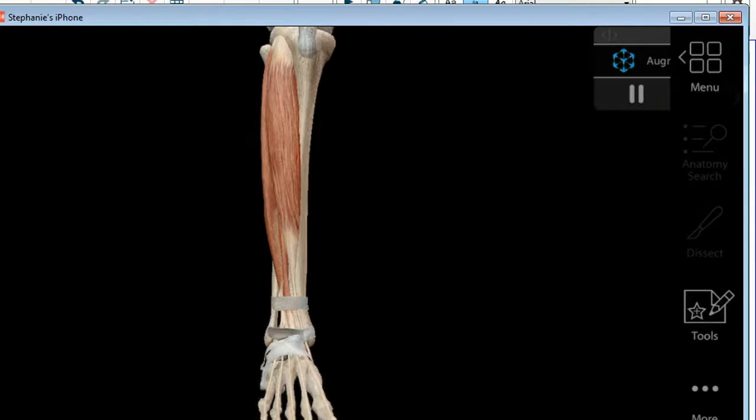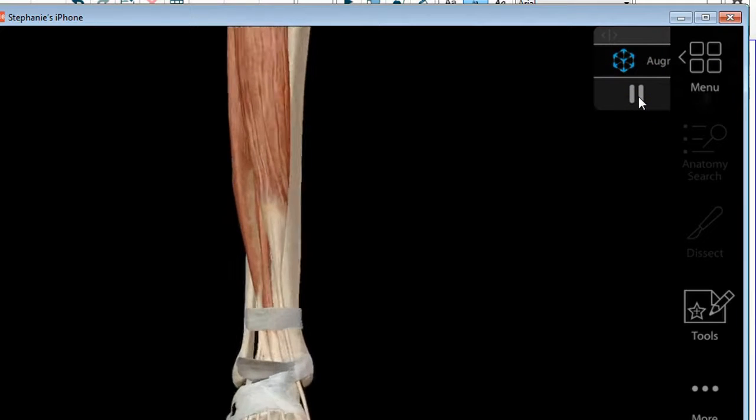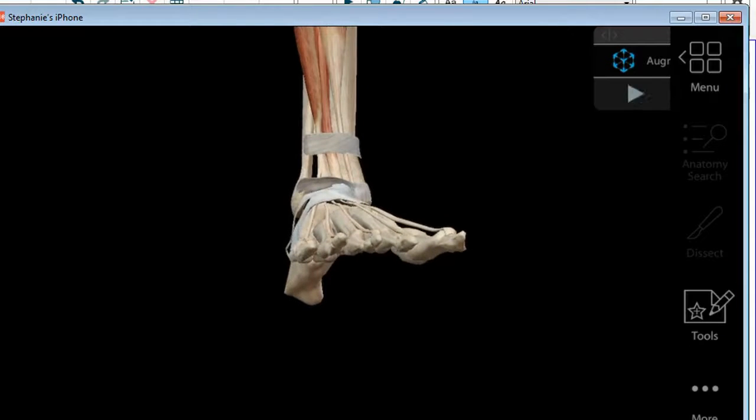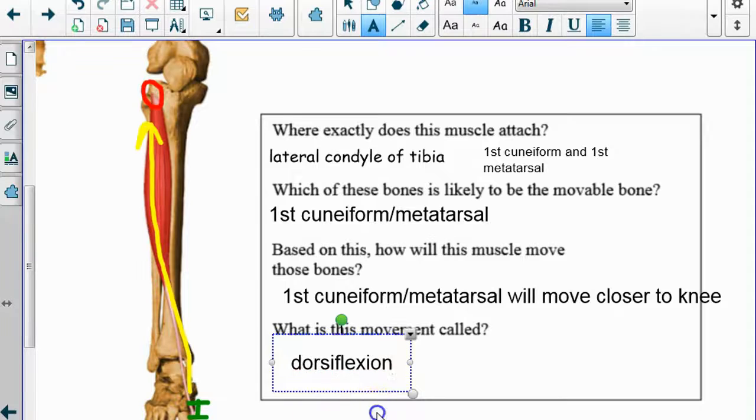It does dorsiflexion. We were right. It's pulling the foot up towards the knee, and that's dorsiflexion. Let's go back to our notes and see.